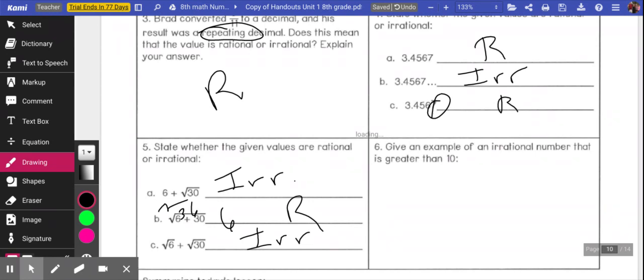Okay, and give an example of an irrational number that is greater than 10. So an example could be the square root of 105, because that's going to be above 10. So basically, anything above the square root of 100. So you could do the square root of 101. So anything above 100. And this is another one where I would recommend doing the homework for.